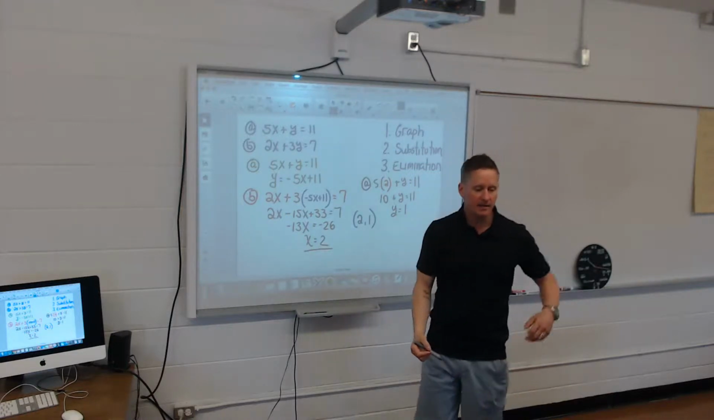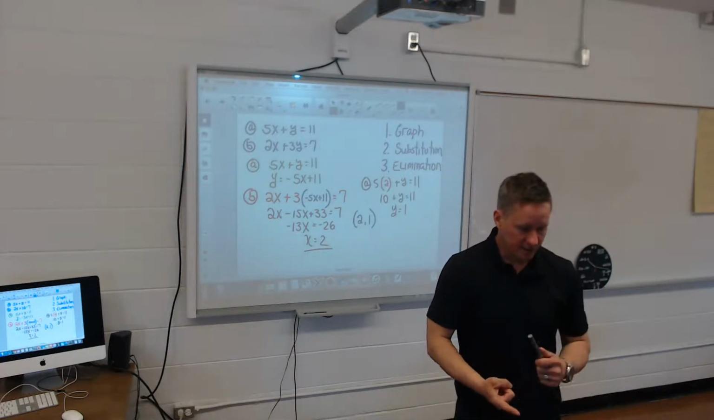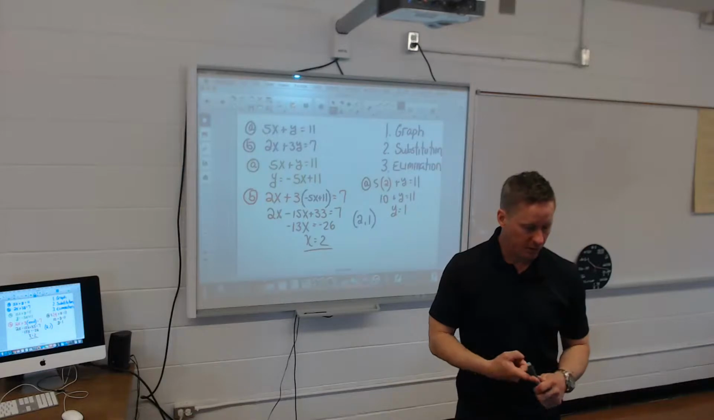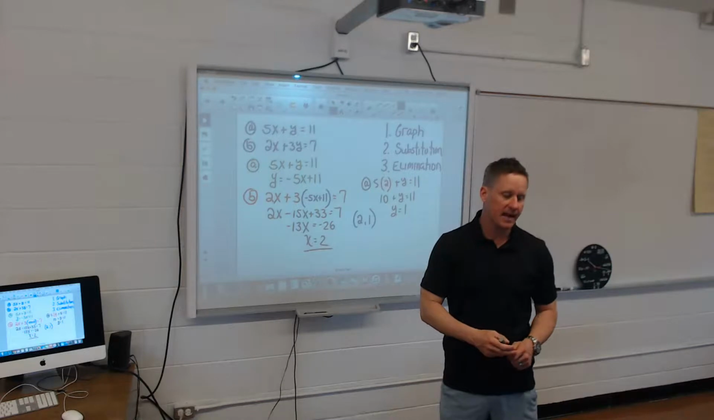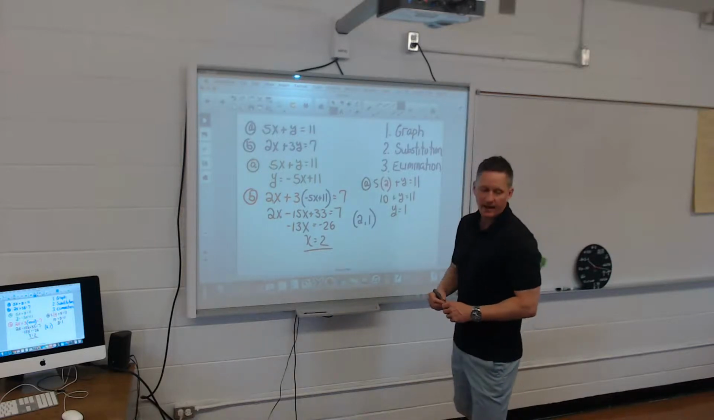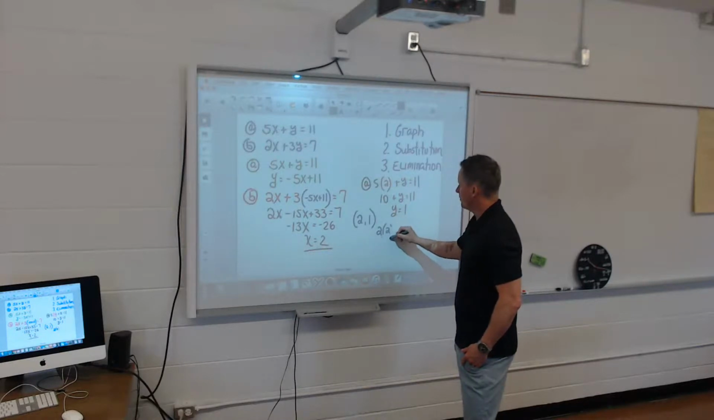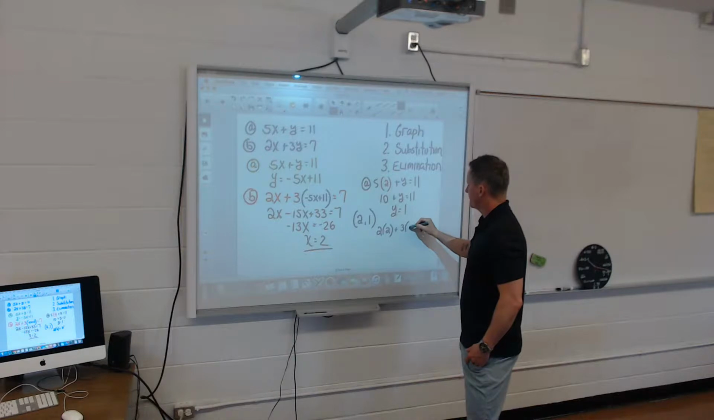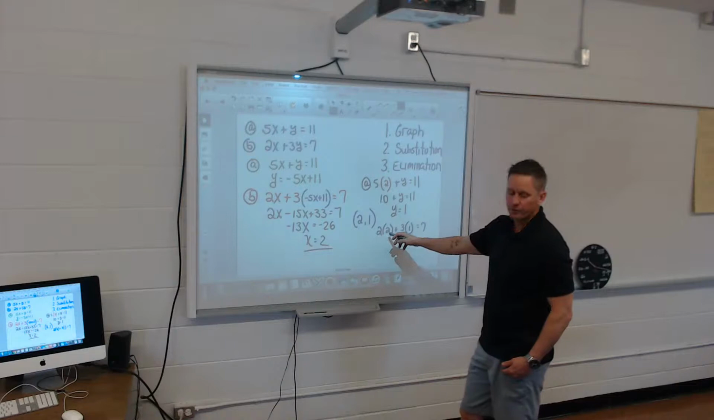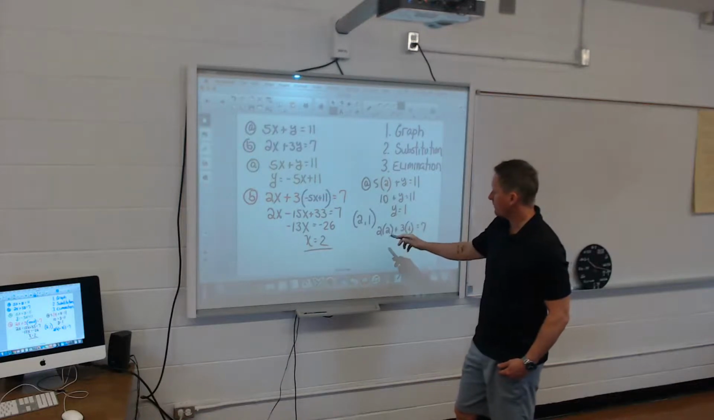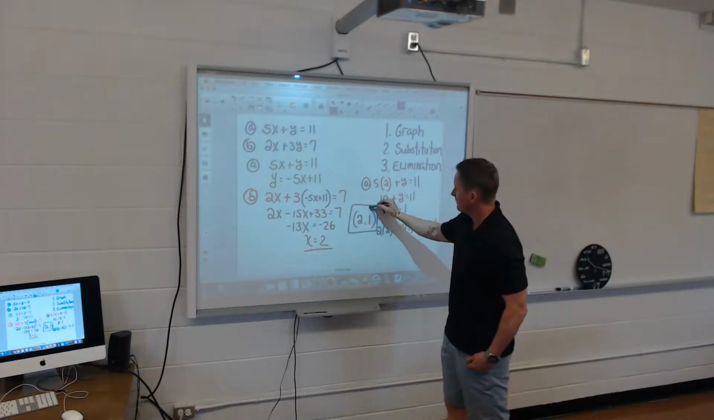Now I can check my answer to make sure I got it right. The first way you can check it is using Desmos and graphing it. That's slick and easy. The second way would be to put it back into the second equation and make sure that the left side equals the right side. So I go 2 times 2 plus 3 times 1, and it should equal 7. 2 times 2 is 4. 3 times 1 is 3. 3 and 4 make 7. I know I've got the correct answer for it.